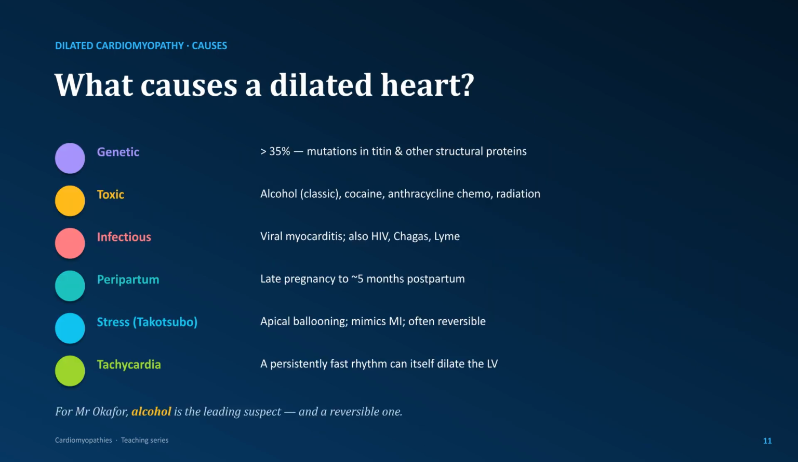The causes of dilated cardiomyopathy are diverse. They include genetic mutations, toxic exposures like alcohol or chemotherapy, infectious myocarditis, peripartum complications, stress-induced Takotsubo, and chronic tachycardia. For our patient, chronic alcohol use remains our leading suspect.